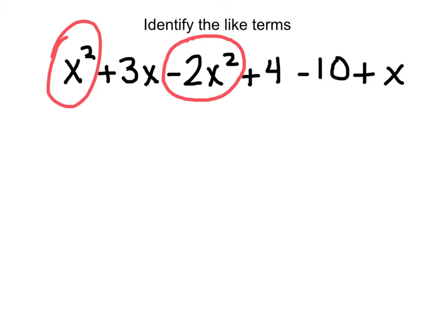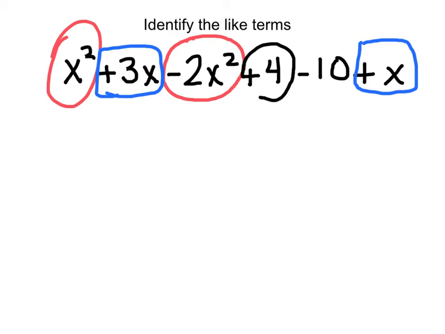All right, let's look for some other like terms. Here I have a 3x, and way at the end I have a plus 1x. That's an invisible 1 in front of the x. And finally, I have a couple of constants. I have plus 4 and minus 10. So there are the like terms. How'd you do?